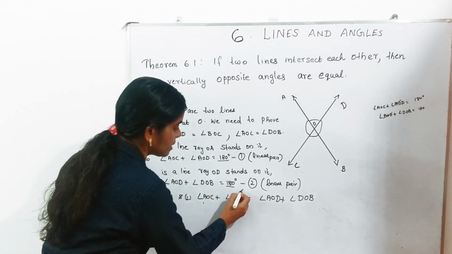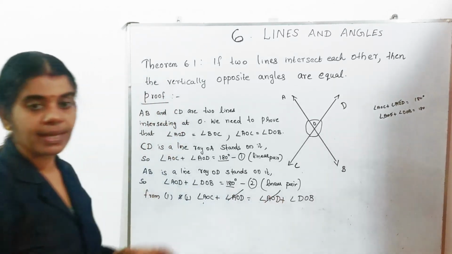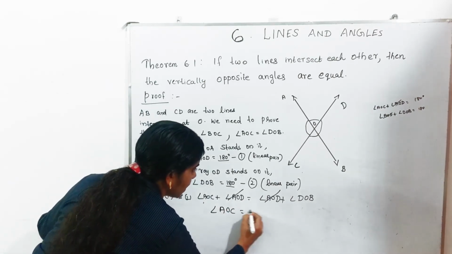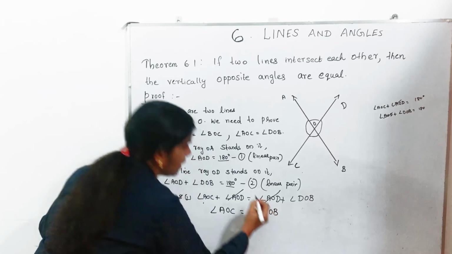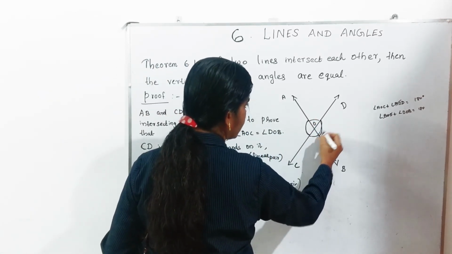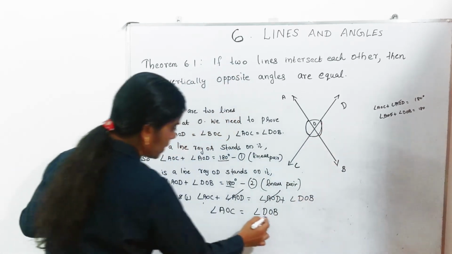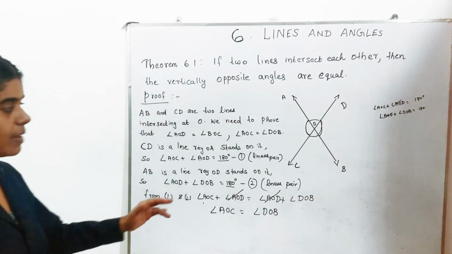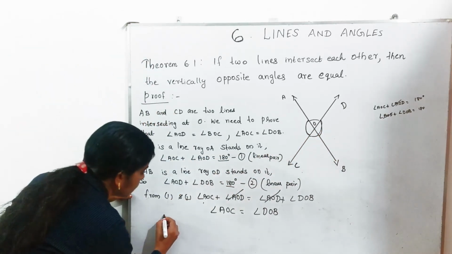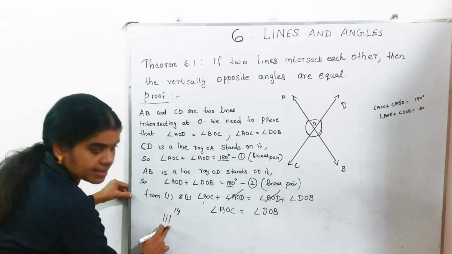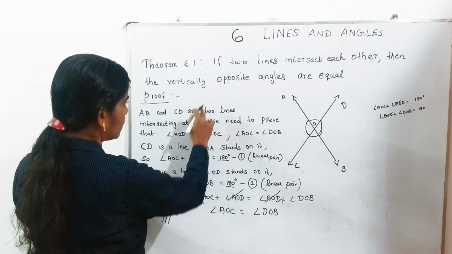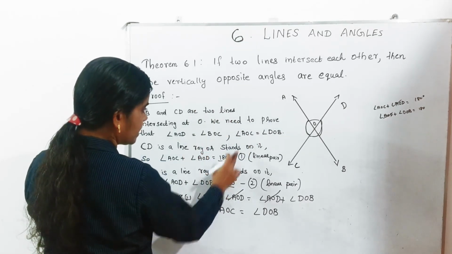From these two, we know that angle AOD is common. Then we cancel that common angle. Then what is remaining? Angle AOC equal to angle DOB. That means one pair of angles we have already proved equal. Similarly, we can write this way. Similarly, there is no need of proving another one separately.